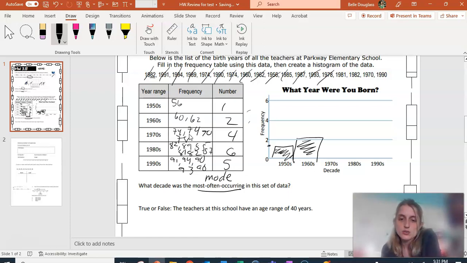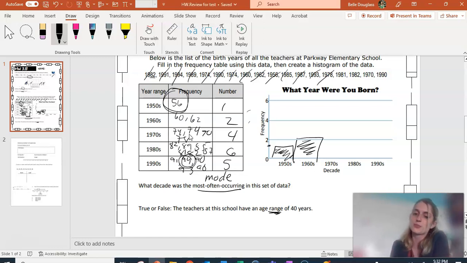True or false, teachers in the school have an age range. Range means biggest minus smallest. So find the oldest teacher, and I would be the youngest teacher in this data set, and subtract them. If the answer is 40, great, it's true. If the answer is any number other than 40, it is false.